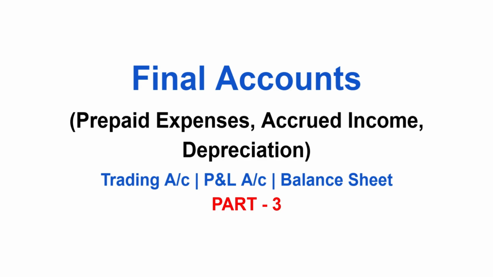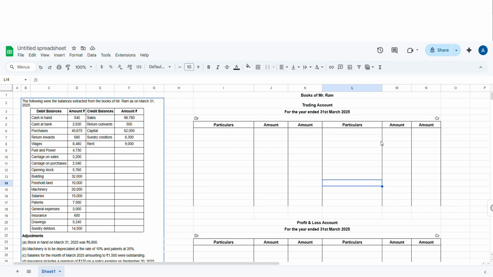In today's video, we will solve a final accounts problem. If you haven't watched part 1 and part 2, please check them out. So let's get started. The following were the balances extracted from the books of Mr. Ram as on March 31st, 2025. Debit balances, amount, credit balances and amount.